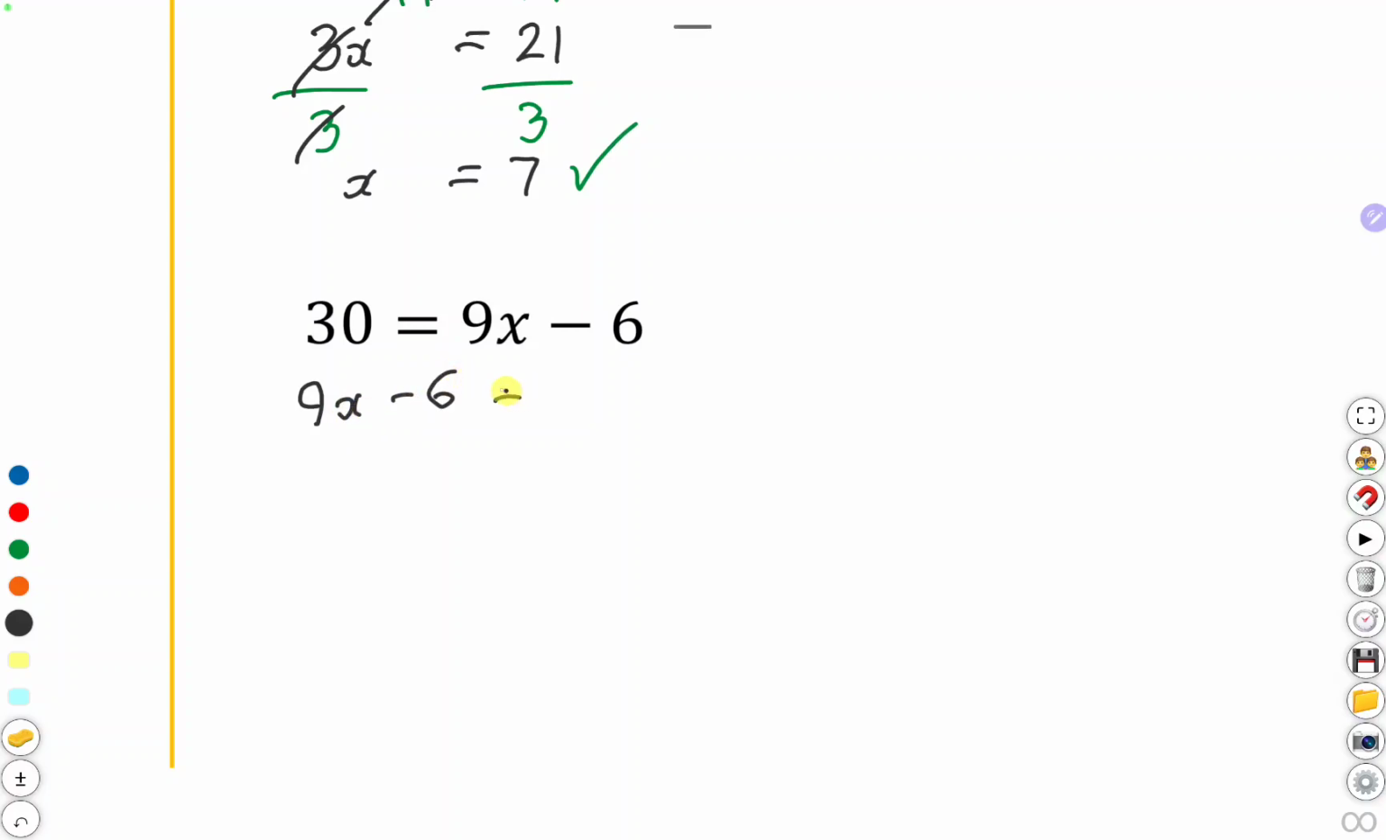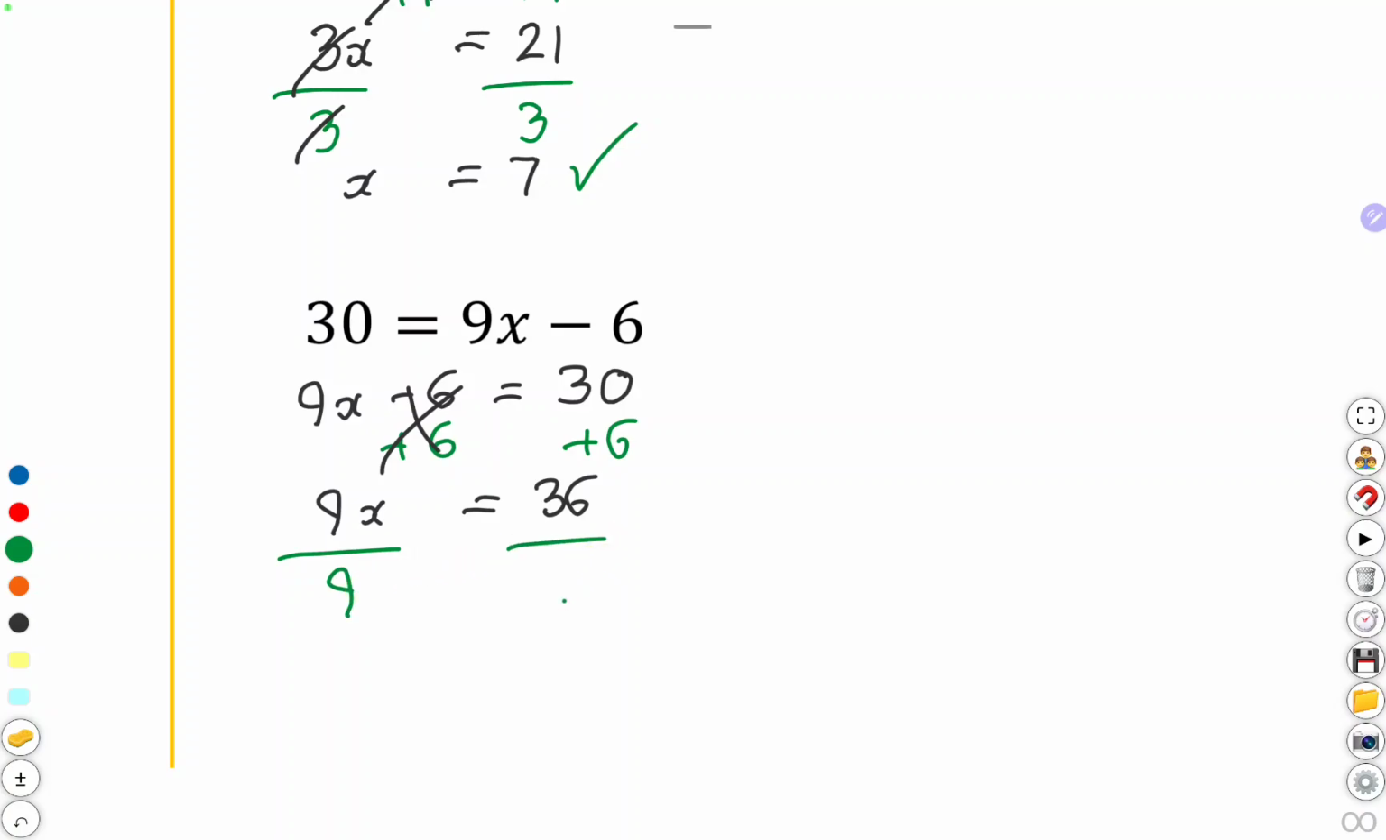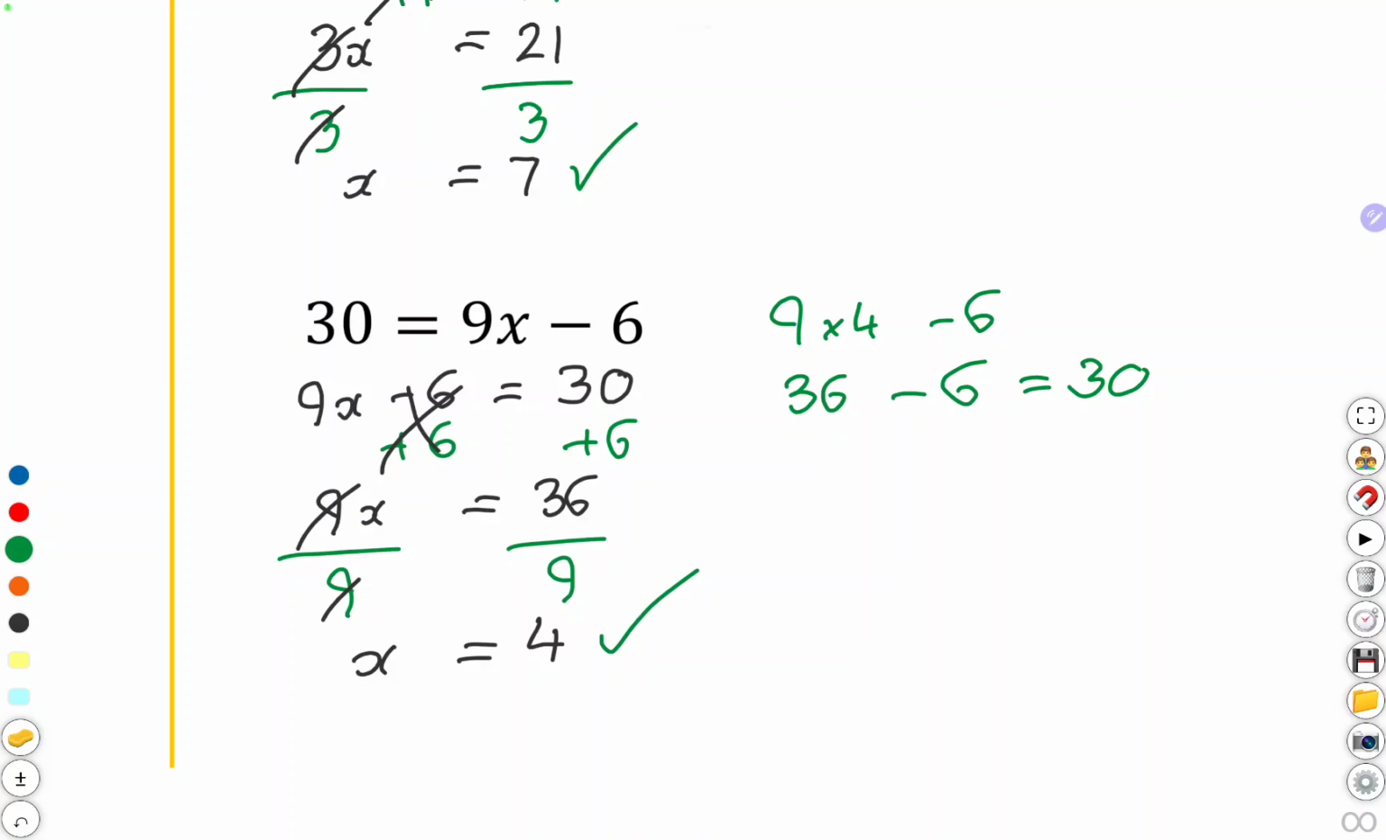And the last one, write it in a more appropriate manner first. 9x minus 6 equals 30. Let's get rid of the minus 6 from both sides by adding 6. And we now get 9x equals 36. And then divide each side by 9. That cancels with that. So x equals 4. Let's check my answer. 9 times by 4, take away 6. 9 times 4 is 36. 36 take away 6 is 30. That's correct. So I can tick for the last time.